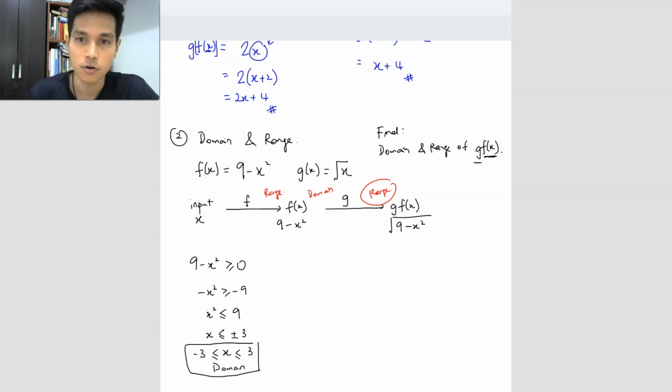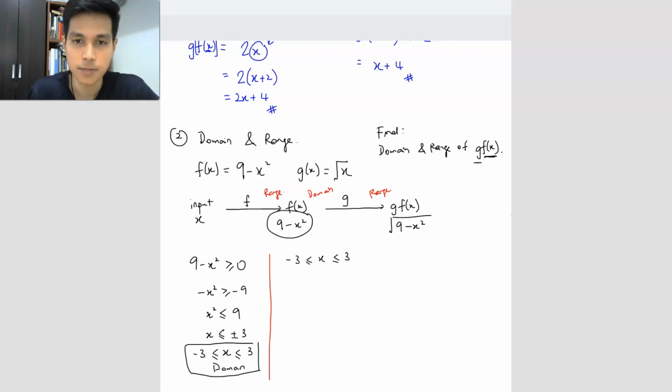We're looking for the range of g of x. So we have to do it step by step because we want to make sure we don't miss out any numbers that cannot be in that range. Get it? So we're going to do it one by one. So you see here, we have this, right? The domain is going to be between negative 3 and 3, correct? It's going to be within this range. So then it has to go through the f function first. So we know that the f function is what?